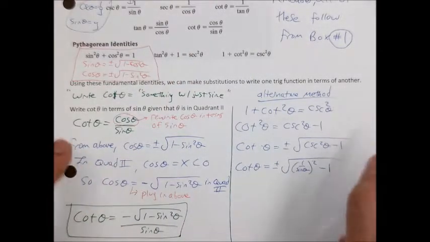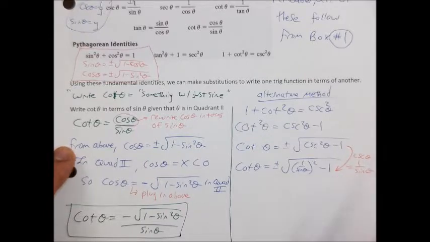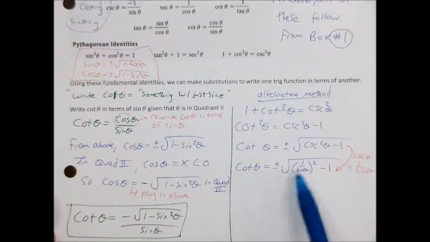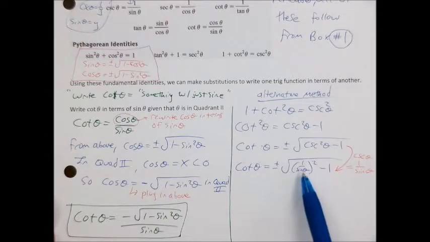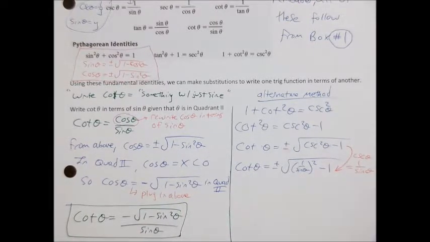And just to be clear, from here to here, what I did was I wrote cosecant as 1 over sine. And we want to pick a plus or a minus, but that's the bulk of it, right? We have cotangent in terms of sine. Cotangent's on the left by itself. The only trig function on the right is sine. And so we've achieved our goal just using a different approach.